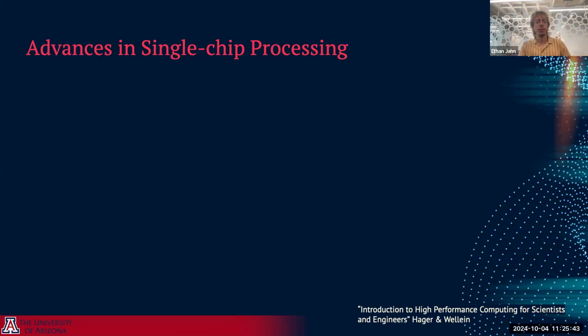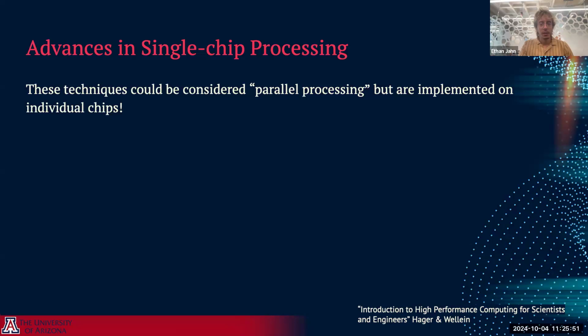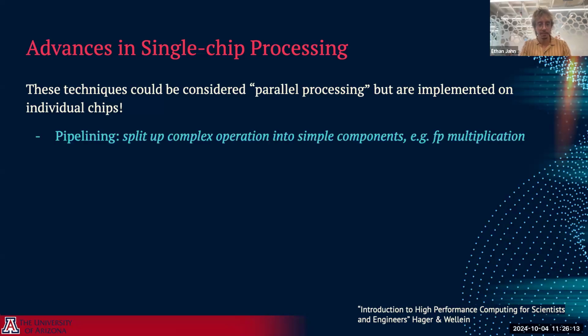So let's talk just momentarily about some advances in single chip processing that might be relevant to our discussions of parallel processing. Oftentimes these single chip processing advancements can be considered parallel processing, but are implemented at such a low level that programmers don't even notice them and they are just worked into the default serial coding that you might normally expect.